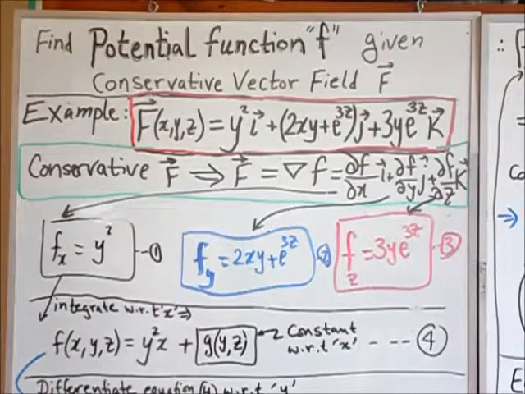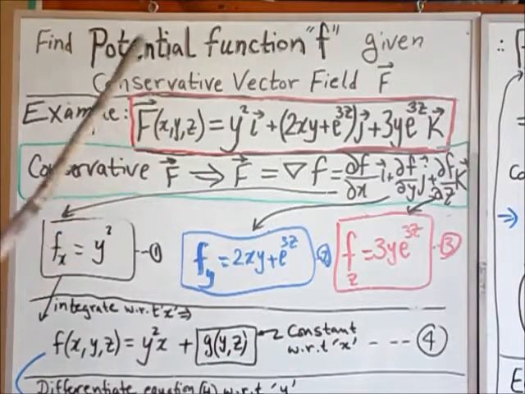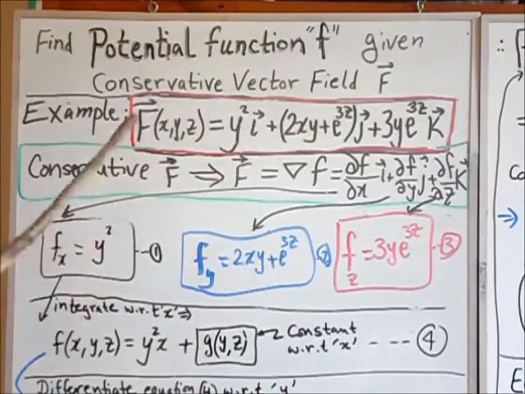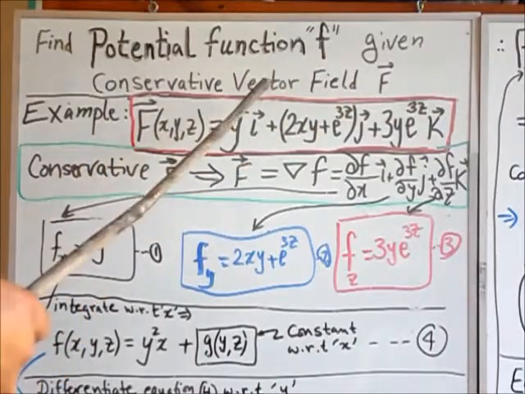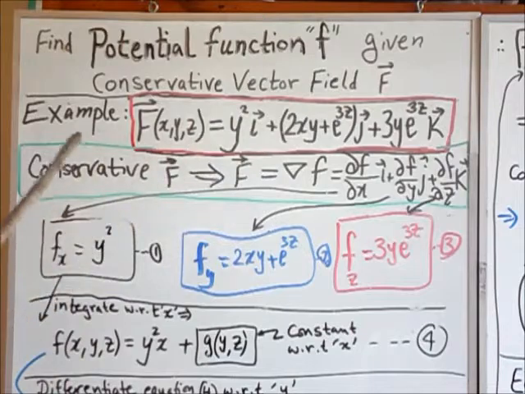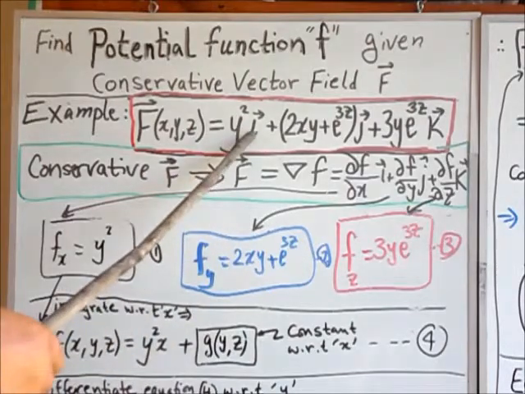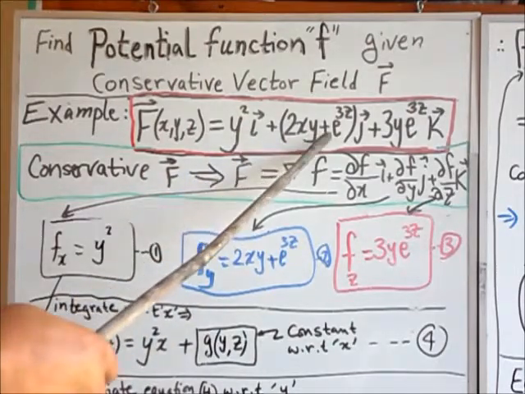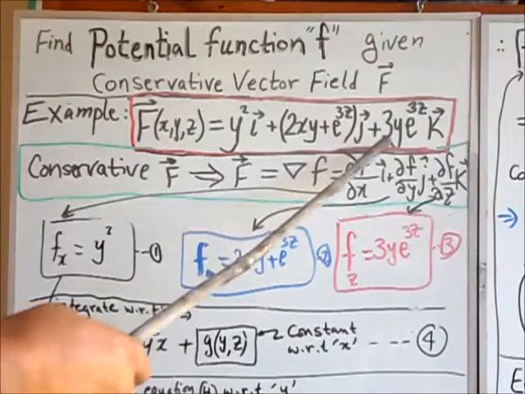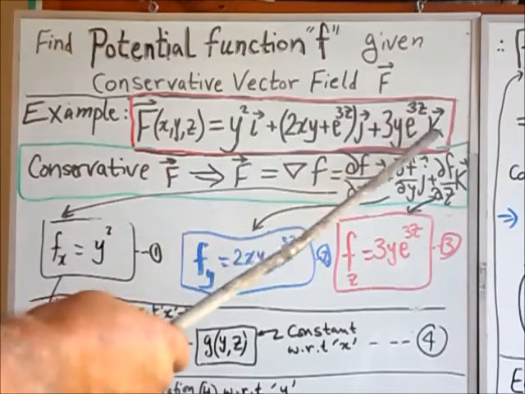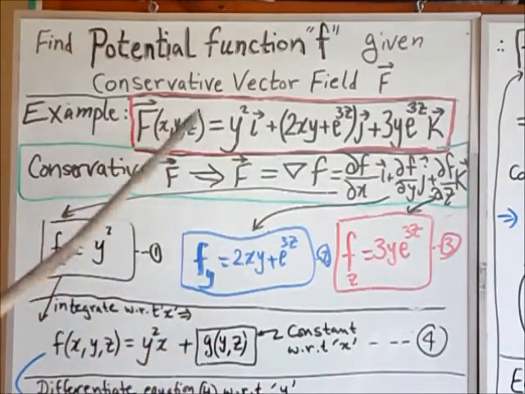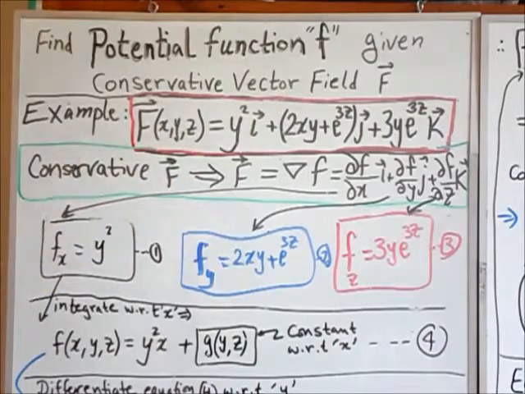Today we're going to find the potential function f if we are given a conservative vector field F. For example, F of x, y, z, which is in 3D, equals y squared i plus (2xy plus e^(3z)) j plus 3y e^(3z) k. So this is a conservative vector field in 3D.